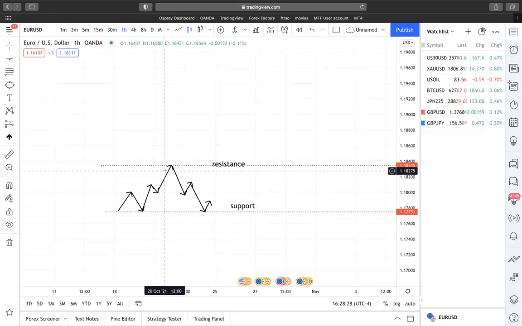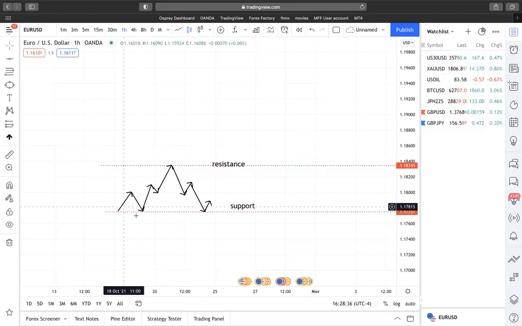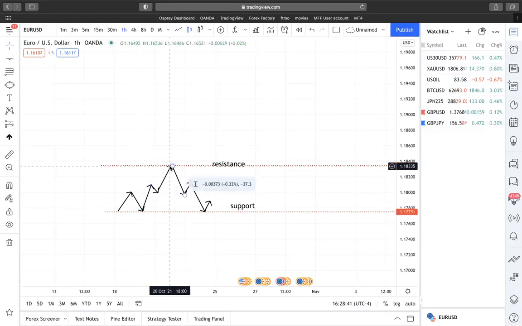So if you ever get confused, just look up and think, roof: price is getting rejected every time it hits the resistance. And when you're first starting out, it's simple: we're just going to be buying off of support and selling off of resistance. That is how the key levels in the markets work.